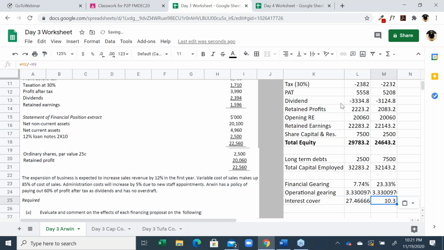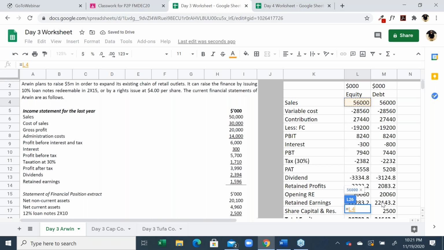And we have 10.3 times in case we go for debt finance, still very high. A 3 to 4 times interest cover is usually considered a good one. So it's still 10.3. Then now comes EPS, profit after tax, which is 5,558, and the number of shares in case of equity finance will increase.